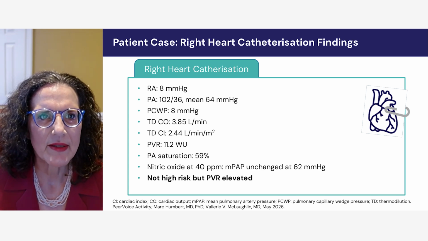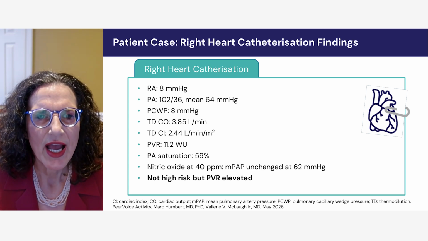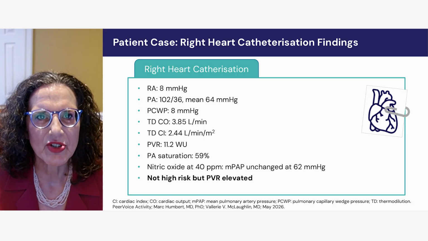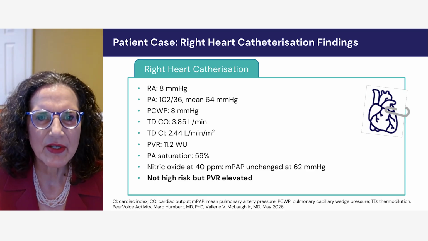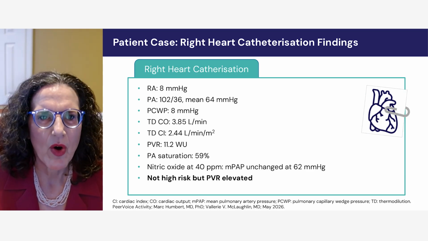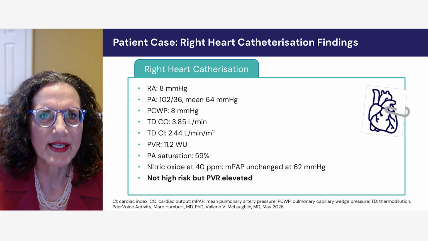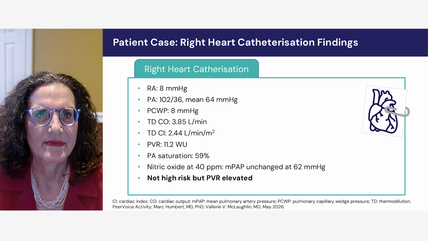Quite an elevated pulmonary vascular resistance of 11.2 Wood units, and she was given a vasodilator trial with inhaled nitric oxide, and her mean pulmonary artery pressure was essentially unchanged at 62. So she technically didn't calculate to high risk by any of the calculators based on her walk and NT-pro and functional class, but her hemodynamics show quite an elevated PVR.